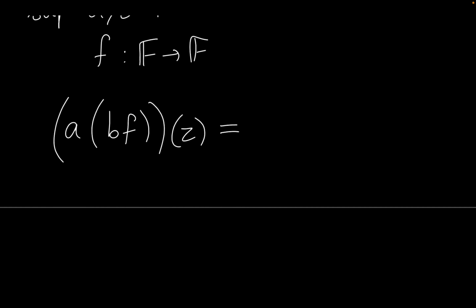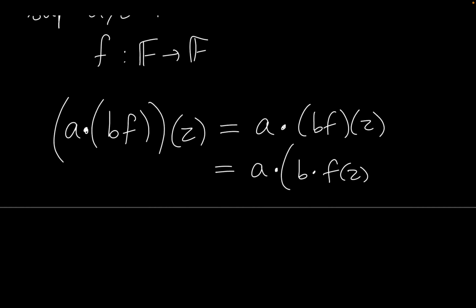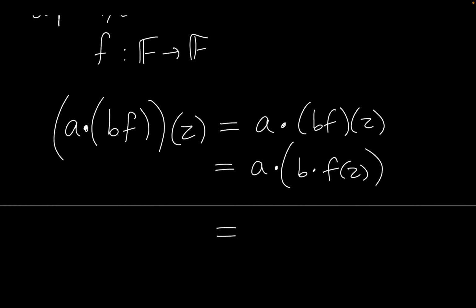well, we know how scalar multiplication is defined, so we can write this as a times bf of z, which is equal to, again, by the definition of scalar multiplication, a times b times f of z, and this is going to be equal to, now we can use the associative property, because a, b, and f of z are all scalars, so we can write this as ab times f of z.